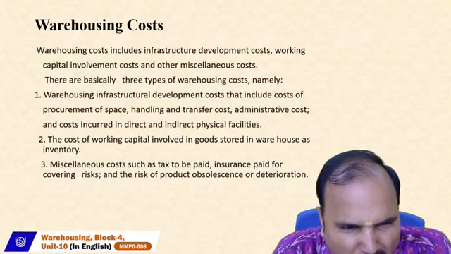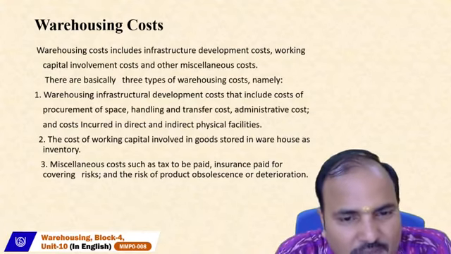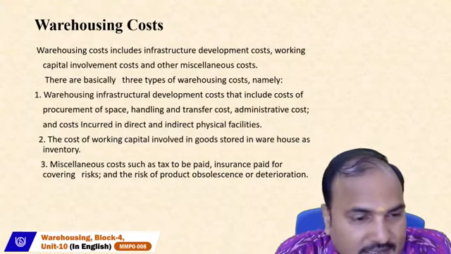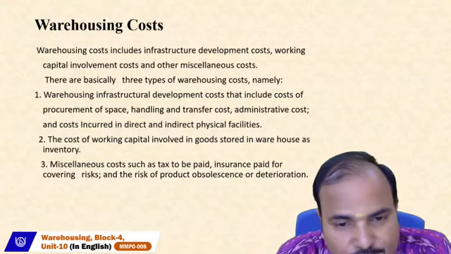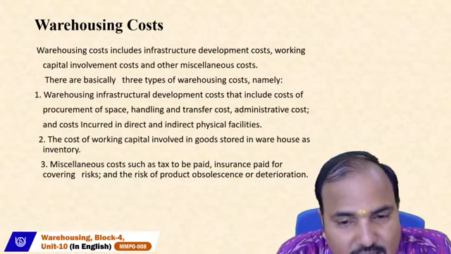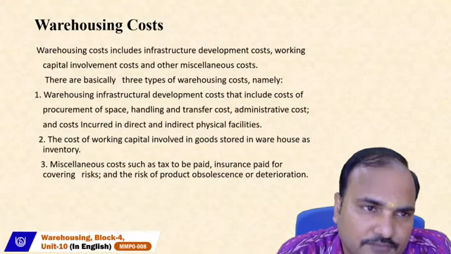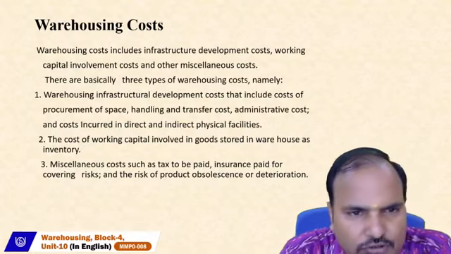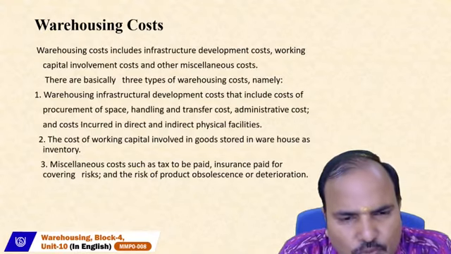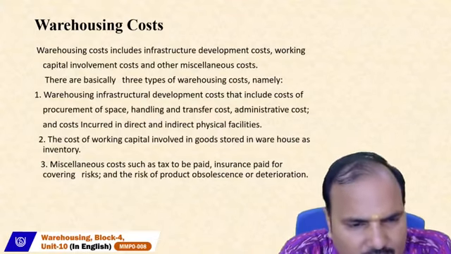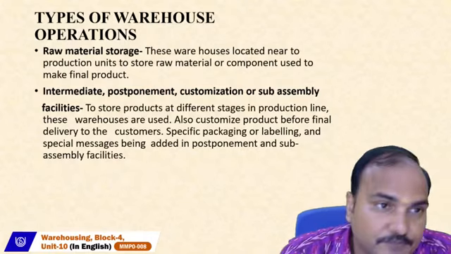Here, the second is the cost of working capital involved in the goods stored in a warehouse as inventory. And next are the miscellaneous costs, such as tax to be paid, insurance paid for covering the risk, and the risk of product obsolescence or deterioration. These are the three warehousing costs, and they are also a vital point of consideration in the process of warehousing.